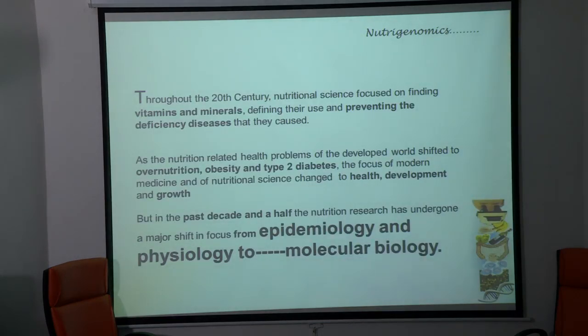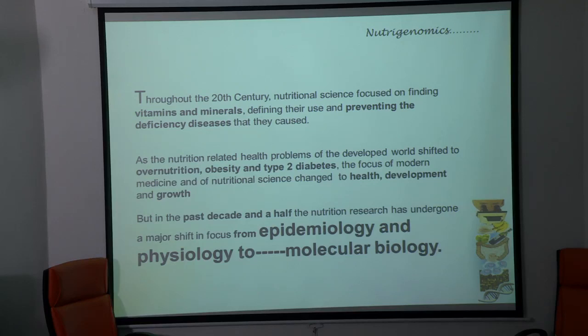Now, throughout the 20th century, nutritional science was basically focusing on deficiency diseases. People were trying to find out which vitamins and which minerals could alleviate these deficiencies. That was the major focus. And slowly, as industrialization and mechanization came in, lifestyles started changing, and the whole outlook of nutrition also started changing. The developed world shifted to very dangerous diseases, that is overnutrition, obesity, and type 2 diabetes, which are highly prevalent in today's time. This became the focus of modern medicine, and nutritional science changed to health, development, and growth. So this is the paradigm shift: first from deficiency diseases, then to the overall growth of human beings.